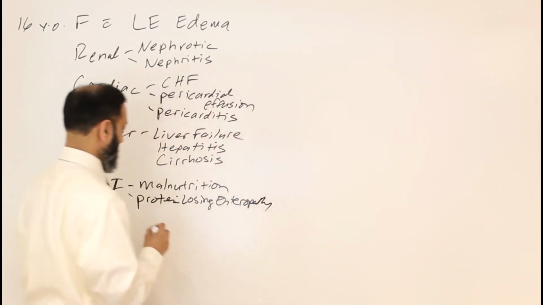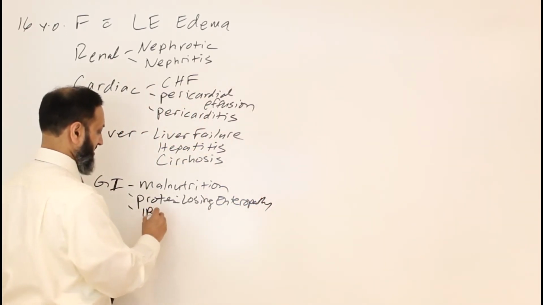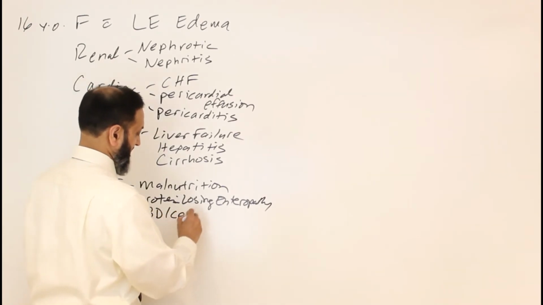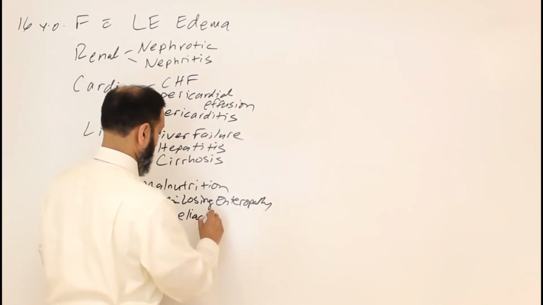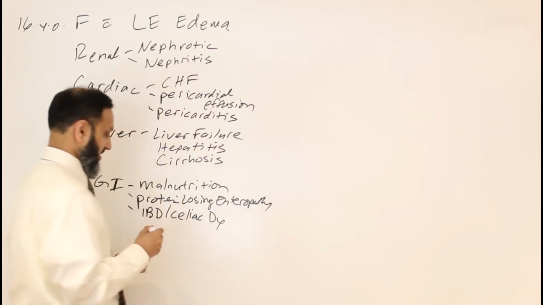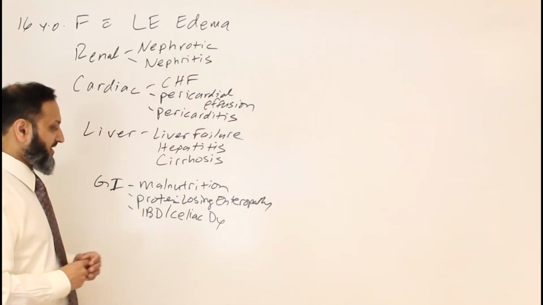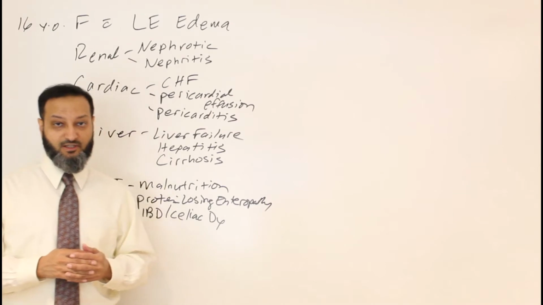So any type of inflammation, things like IBD, celiac disease, things like that can cause you to have a loss of protein in your stool, and then you can have bilateral lower extremity edema.